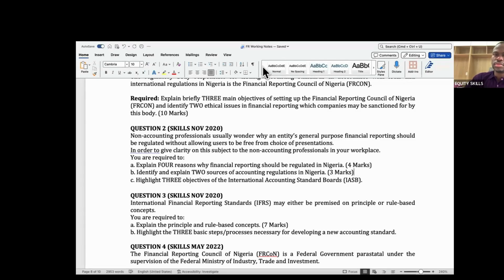Anybody? 2 sources of accounting regulation in Nigeria. Accounting standard and listing rules. That's correct. Accounting standard and listing rules or stock exchange, local stock exchange listing requirements. Okay, I actually gave you 3. What was the third one? Company law. Company law, correct. Okay, so number 3 says that you should highlight 3 objectives of the IASB.